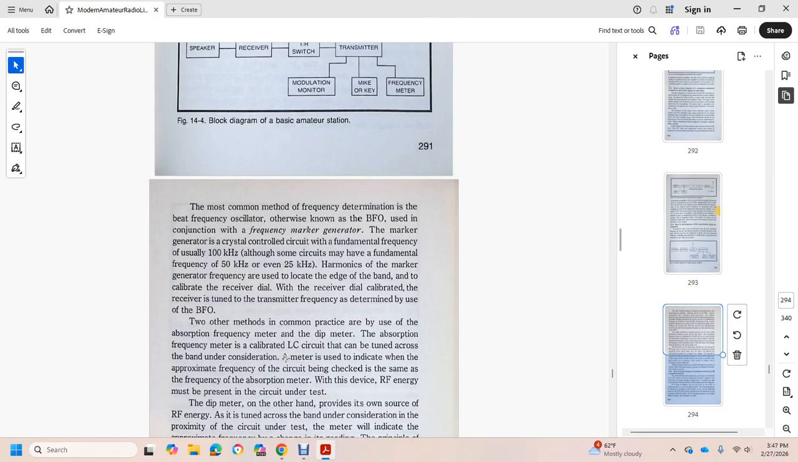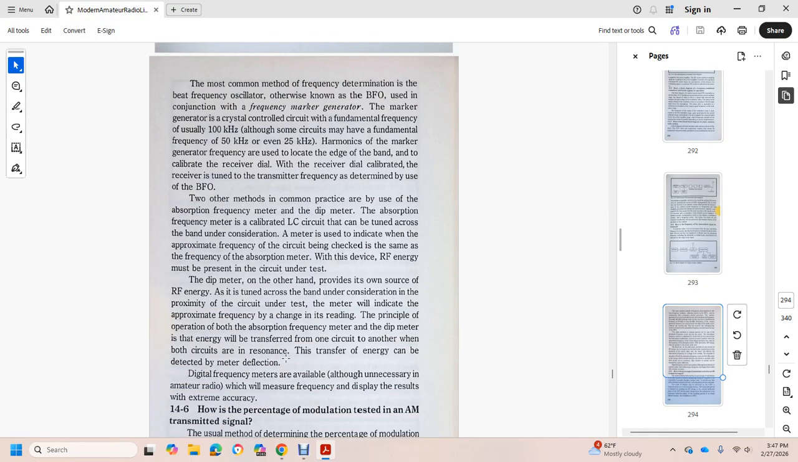oscillator. Two other methods are in common practice: the use of the absorption frequency meter and the dip meter. The absorption frequency meter has a calibrated inductor and capacitor tuned across the band under consideration.